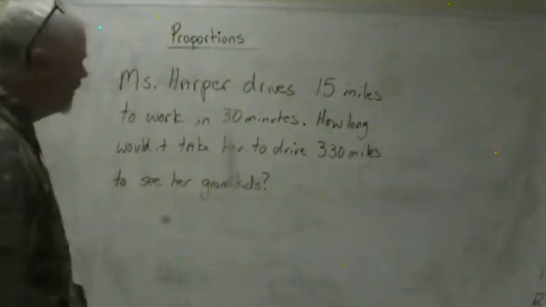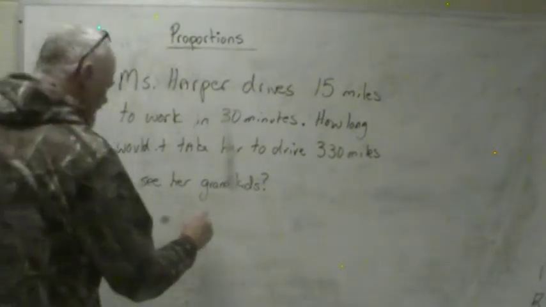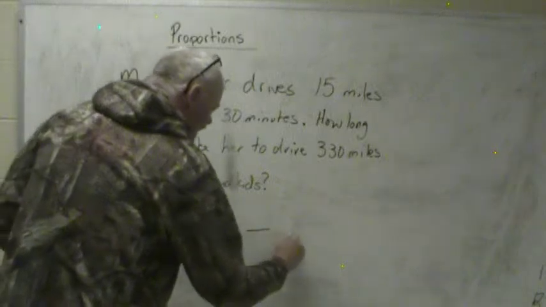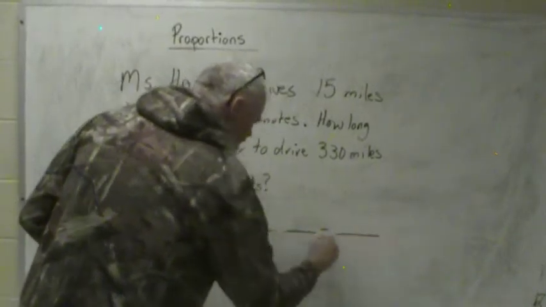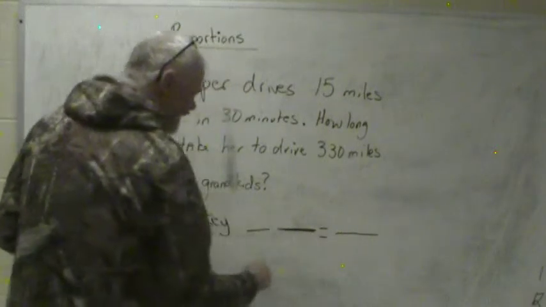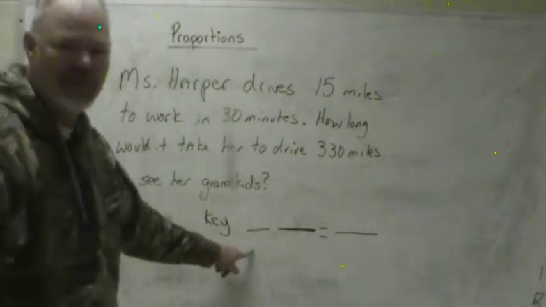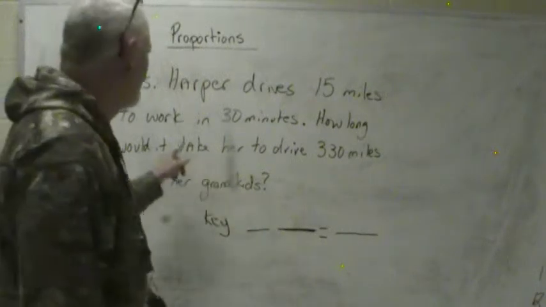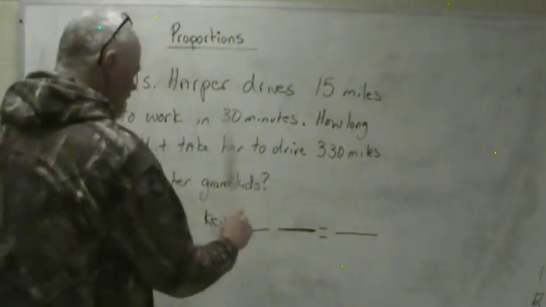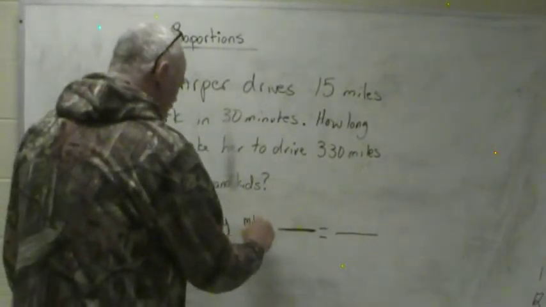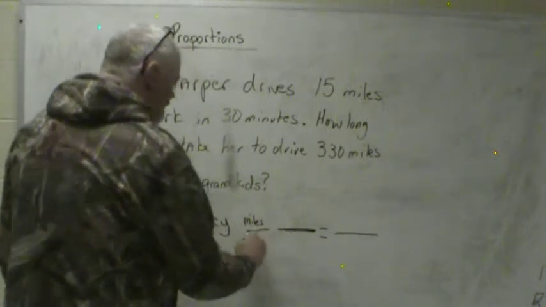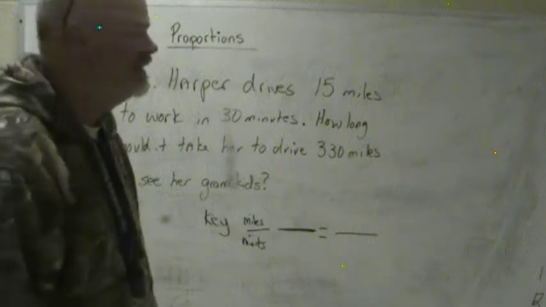So, let's set up a proportion here. The first thing you always do is set up a key. What are we comparing? So this is the way I do it. I put an empty proportion, blank equals blank, and then over here on this little line is going to be my key. What are we comparing? Miss Harper drives 15 miles in 30 minutes. And it doesn't matter, I can put miles on top or bottom. We're going to get the right answer either way. We're comparing miles and minutes.